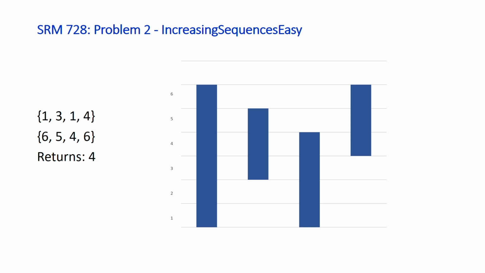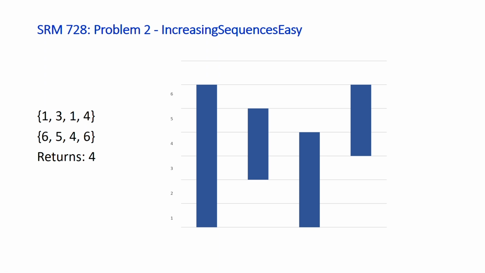The problem is basically asking, how many sequences can we create such that the integers are strictly increasing, meaning the next one is greater than the one before it, and for each integer at index i, it falls in the range Li to Ri. So a valid sequence would be 1, 3, 4, 5. But an invalid sequence would be 1, 4, 4, 4, because that's not increasing.